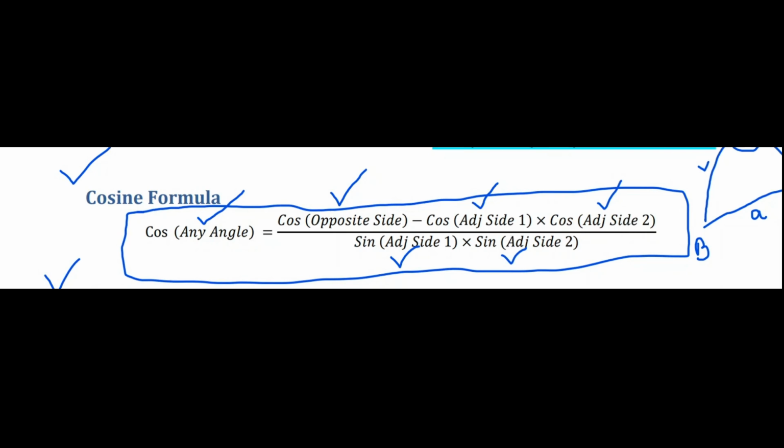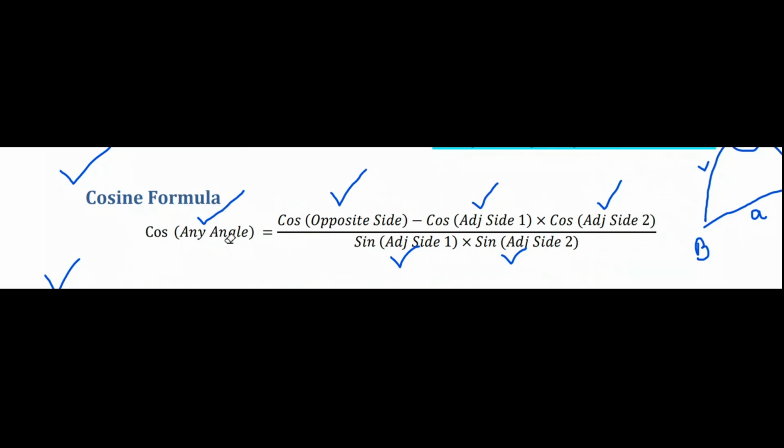Sir, if we have two angles and only one side, is there any formula for that also? No, beta. The cosine formula cannot be applied in that case. If you look at this formula carefully, it is applicable in two conditions. One is when you have all three sides of the triangle known to you. All three sides of the triangle are known.